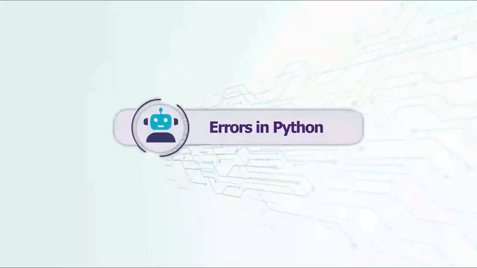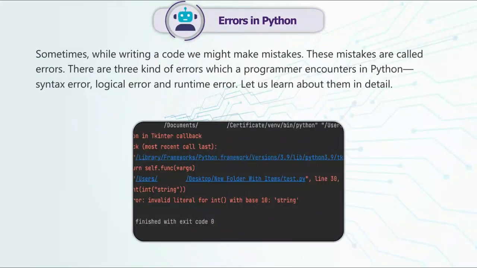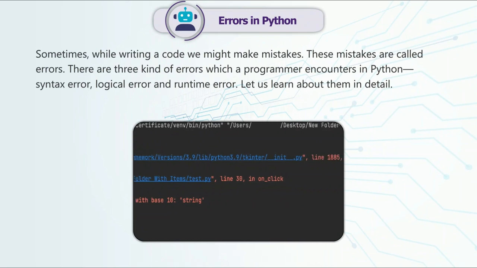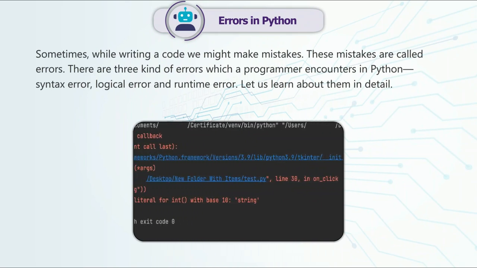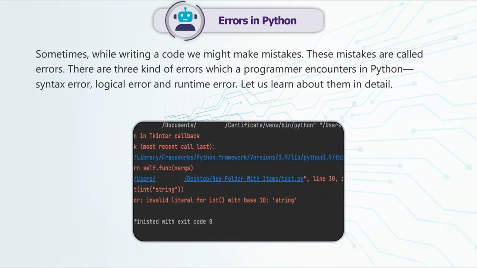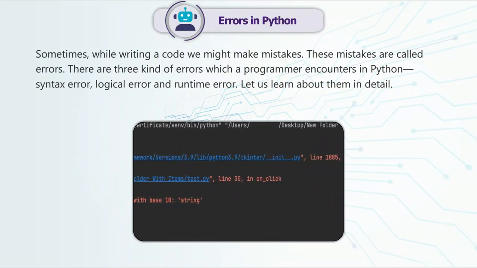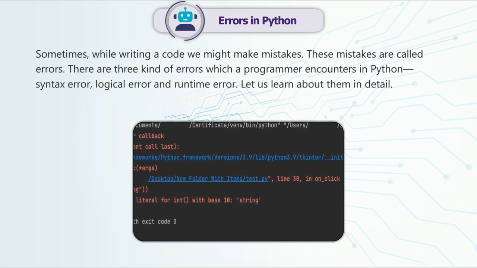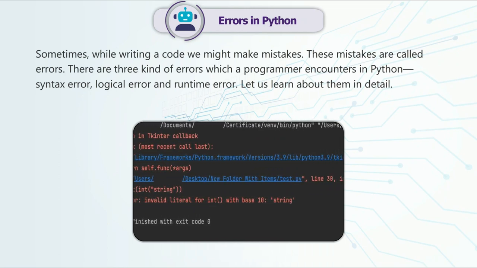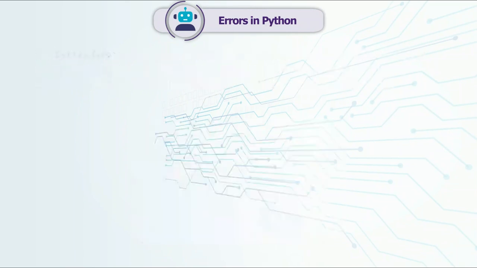Errors in Python. Sometimes while writing code we might make mistakes. These mistakes are called errors. There are three kinds of errors which a programmer encounters in Python: syntax error, logical error, and runtime error. Let us learn about them in detail.